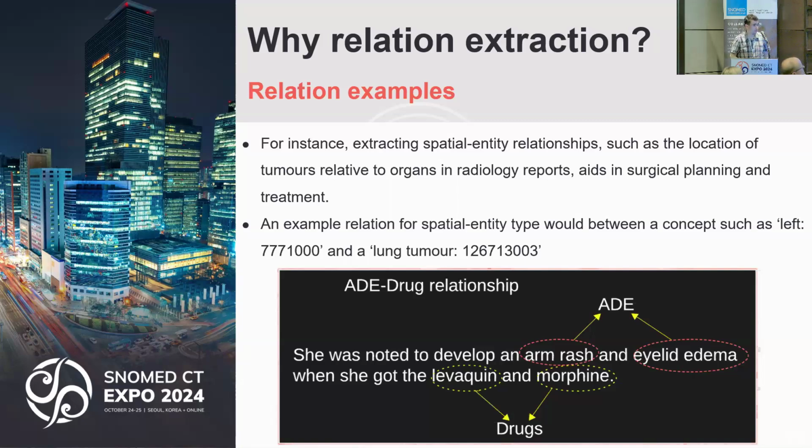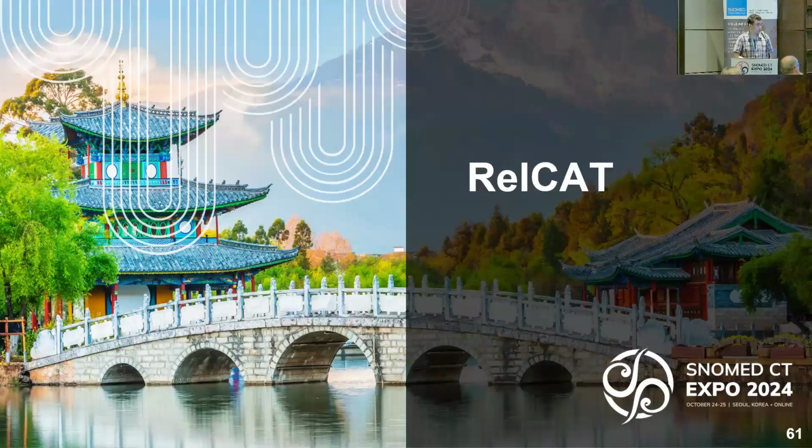Another example here at the bottom is the relationship between adverse drug effects and drugs. There are two mentions of adverse drug effects and two drugs, of course. This sentence might need a bit more context to understand, but for the simplicity of the example, we provided only this. All right, and now we can introduce RelCAT.